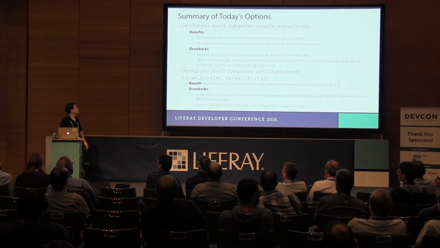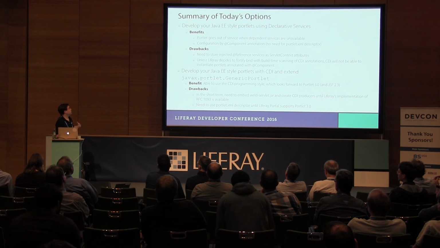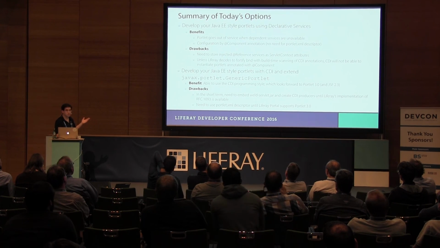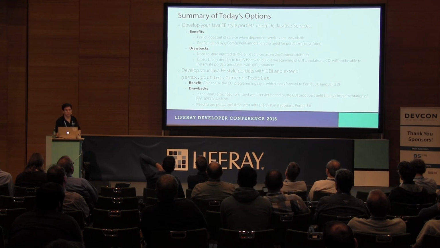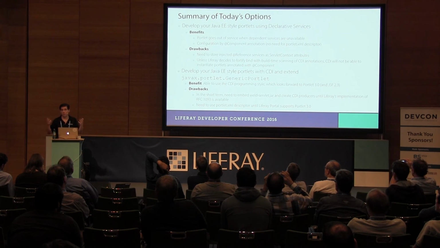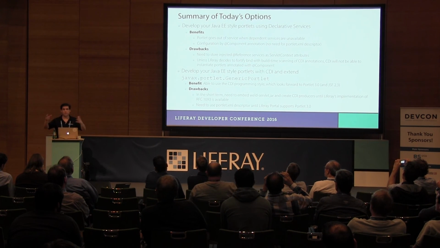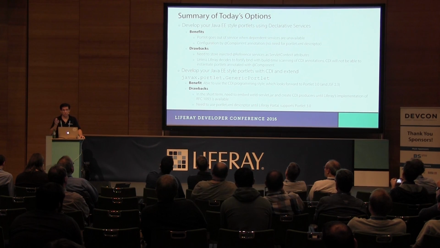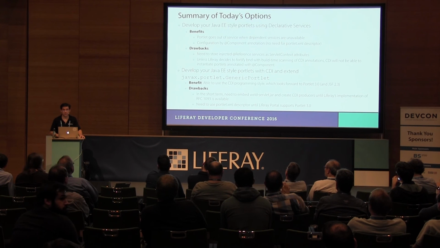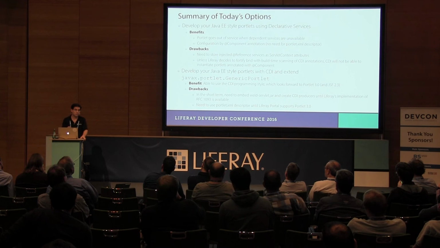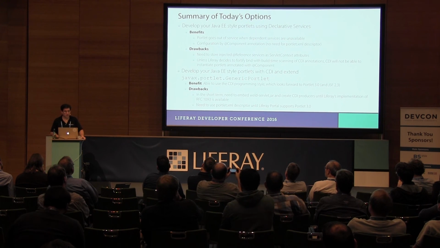Okay, so here's a summary of what we learned today. You have a choice. You can develop your Java EE-style portlets using declarative services. Right? The benefit is that you get the full life cycle. So your portlet will go out of service when any of its dependent services are unavailable. And you can do configuration by annotation. You don't have to have a portlet.xml. It's very nice. It is a vendor-specific solution, but it's very nice.